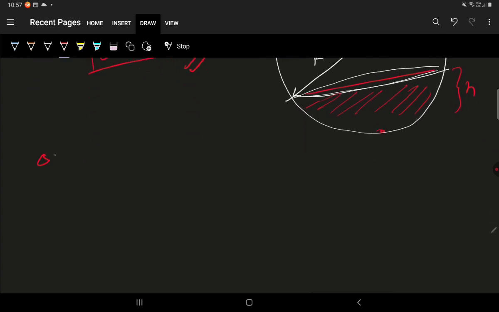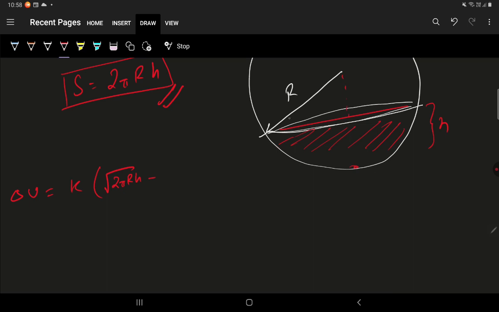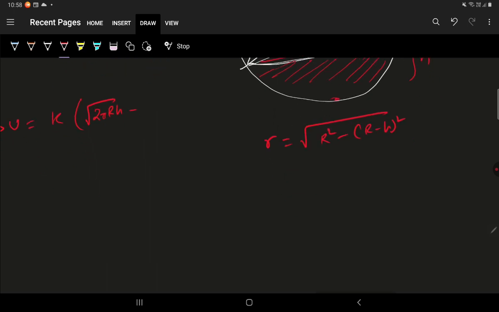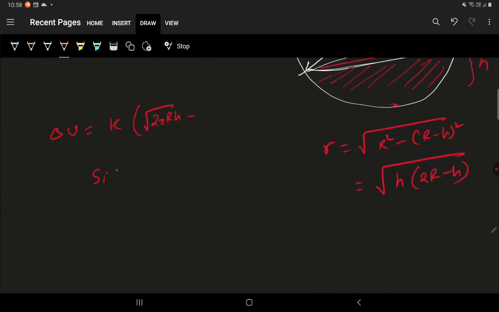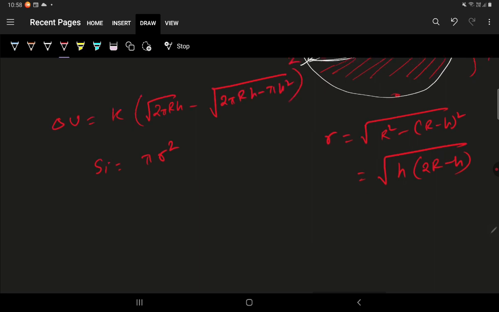What will be my delta U? Delta U is equal to k times root Sf. What is root Sf? Root of 2 pi R h. What is root Si? Now what is the radius of this circle? The radius of the base circle is small r, which is given as under root R square minus R minus h whole square. It will come out to be root of h into 2R minus h. So the initial area Si is equal to pi r square, which will evaluate to root of 2 pi R h minus pi h square, whole square.